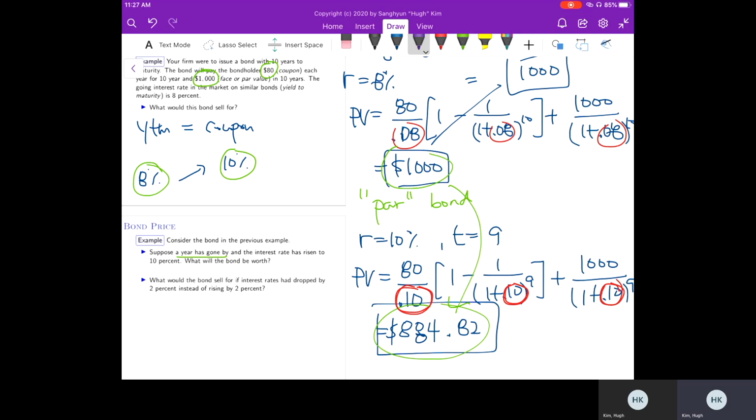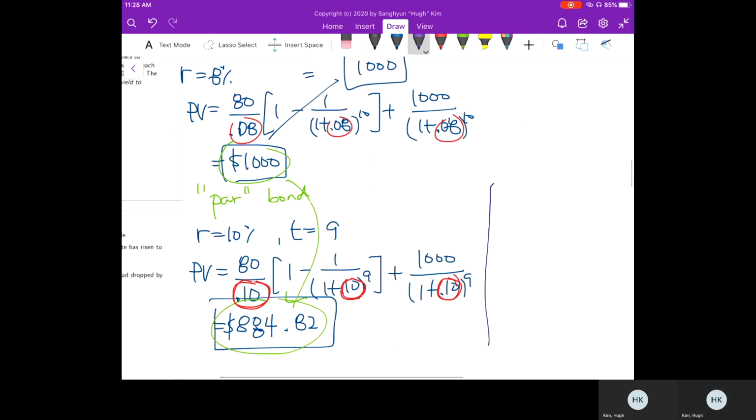So instead of rising, what if the interest rate had dropped by 2%? So in this scenario, interest rates dropped by 2%, so to 6% now. And what would the bond sell for if that had been the case? So in this scenario, interest rate is 6%. The years to maturity is 9 years.